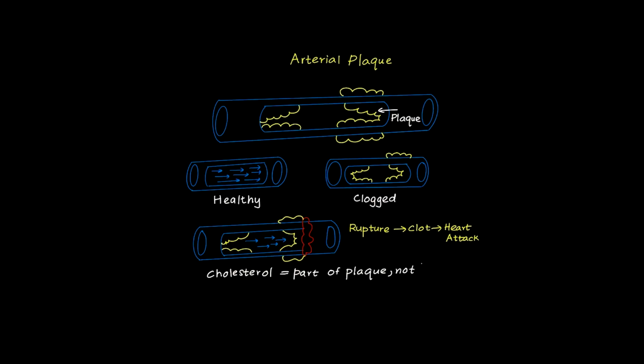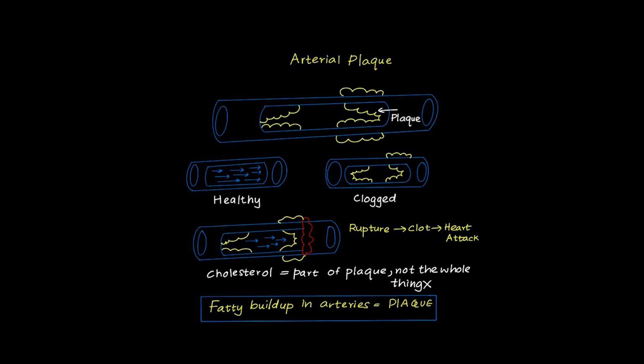Here's a WGU C458 OA exam tip for you. Fatty buildup in arteries = plaque. Plaque rupture = clot = heart attack. Quick recall hook. Plaque = pipe clogging sludge in arteries.